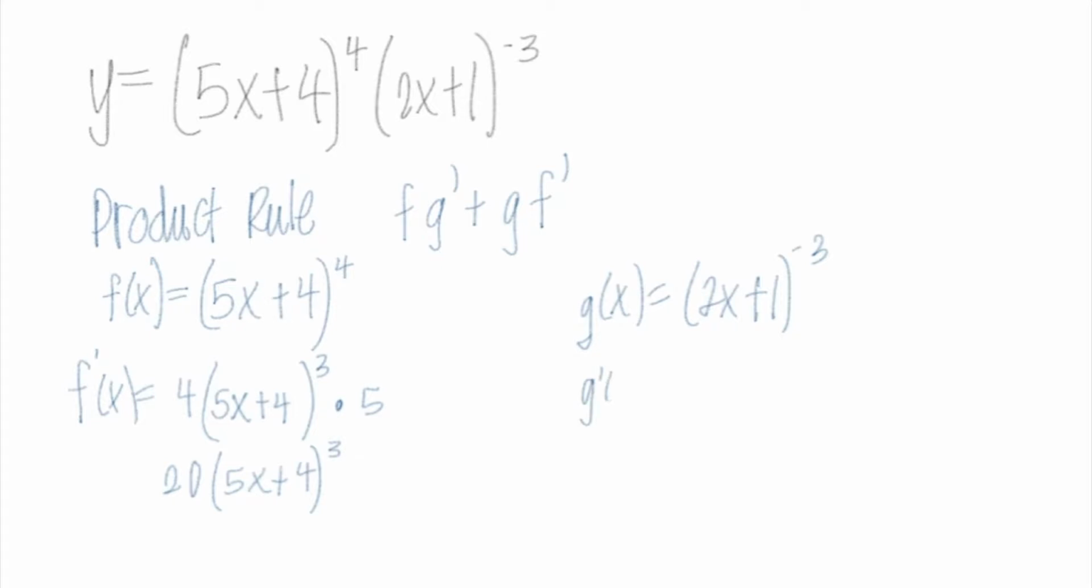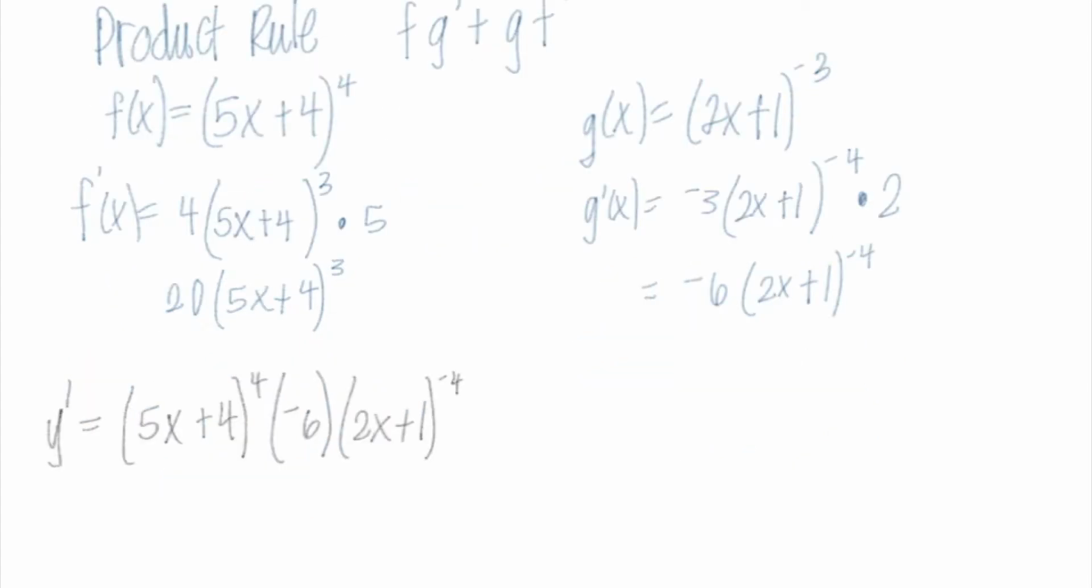And for the derivative of g, the inside is 2x plus 1. The outside is something to the negative third power. So the derivative of the outside is negative 3 times something to the negative 3 minus 1, so negative 4 power. You then write down your inside of 2x plus 1 and multiply by the derivative of the inside, which is 2, to get negative 6 times 2x plus 1 to the negative fourth power. So now we're ready to plug into our product rule.